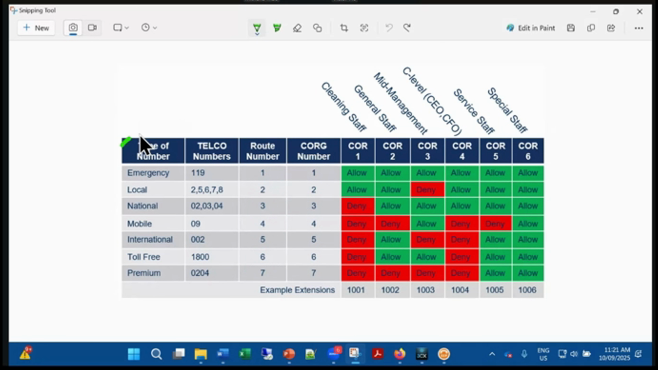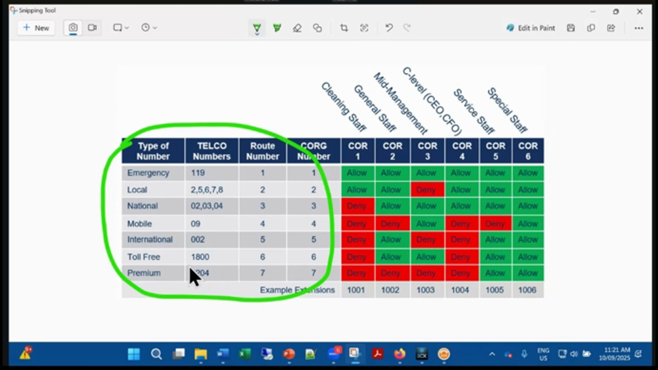So this is the first part. This part is going to help you configure the trunking part. So this part I needed to know, I must know all my different types of numbers.